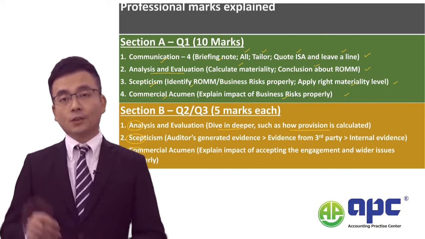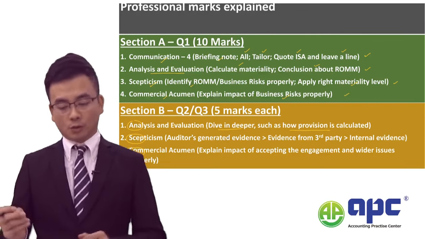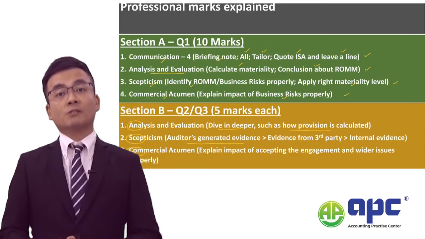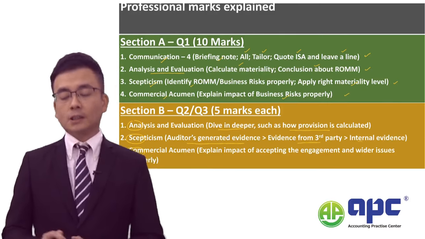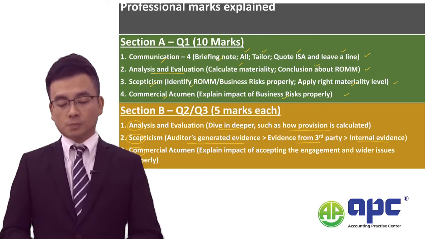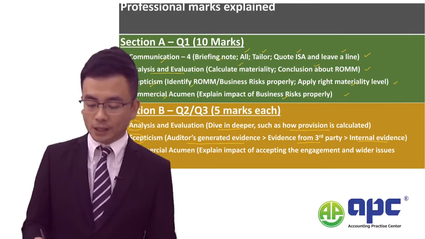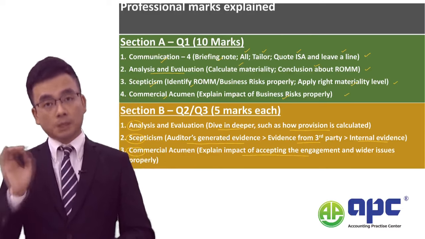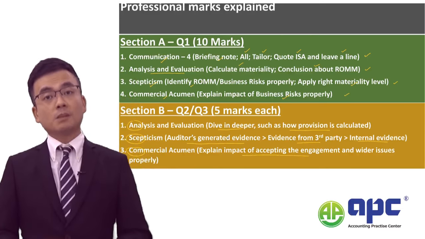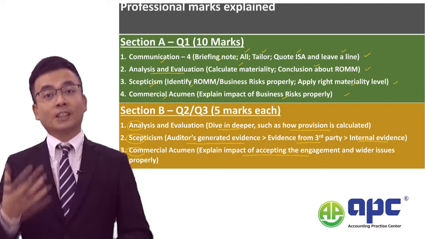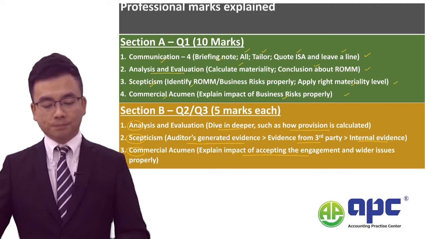Skepticism, on the other hand: always remember in question two and question three to focus on the importance of auditors generating all the evidence before you use the evidence from a third party and finally from the internal management. To get the commercial acumen skills marks right, you will need to explain the impact of accepting the engagement and also the wider issues, particularly impacting the firm related to quality control. So always mention that in the actual exam so you can get these marks very easily.